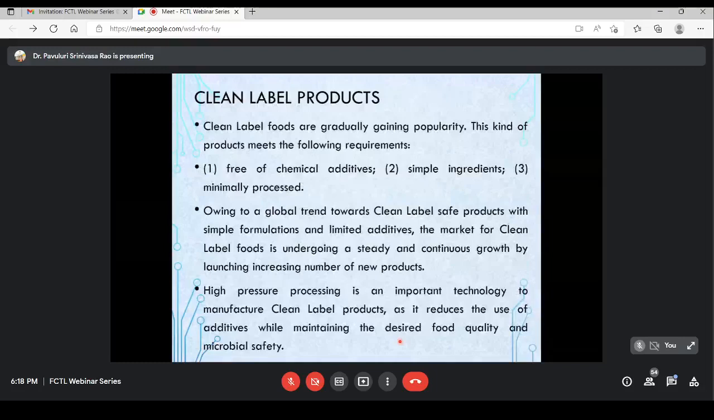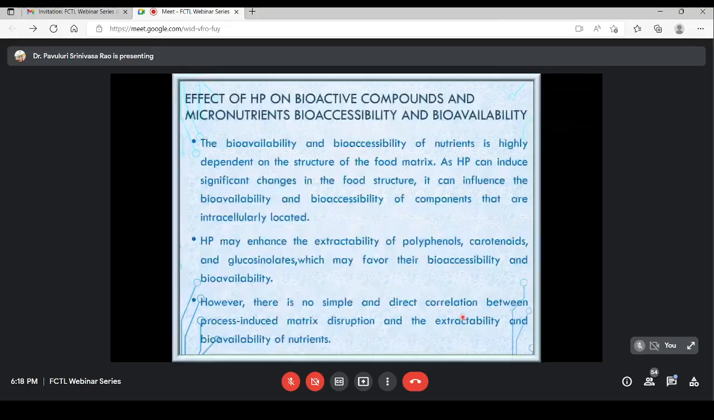And clean label products is another segment, which is free from any kind of chemical additives, with simple ingredients, probably minimally processed. Even HPP processing can qualify as minimally processed, and it is of course free from chemical additives, which we have already learned, and simple ingredients that we can formulate. Owing to a global trend towards clean label safe products, simple formulations and limited additives, the market for clean label products is undergoing steady and continuous growth, and high pressure processing technology can add to it, manufacturing clean label products as it reduces the use of additives while maintaining the desired food quality and microbial safety. So these are a couple of upcoming areas which can be tapped.